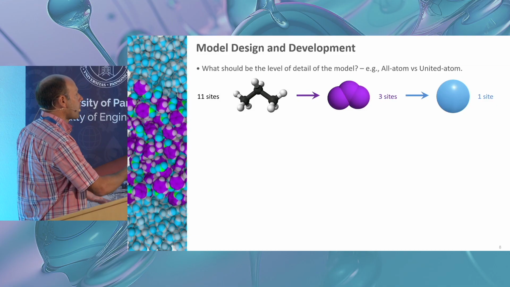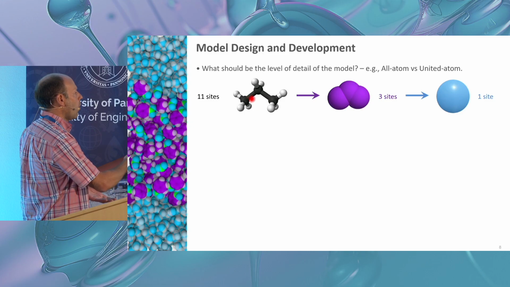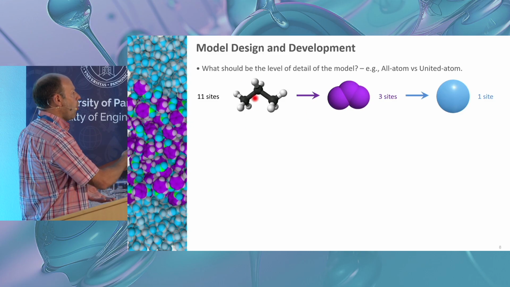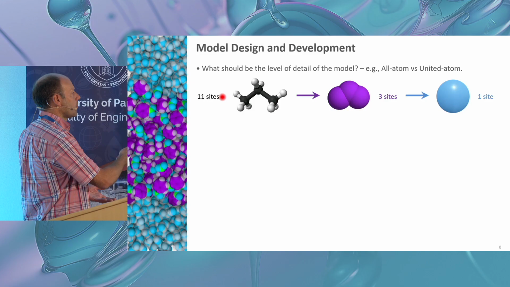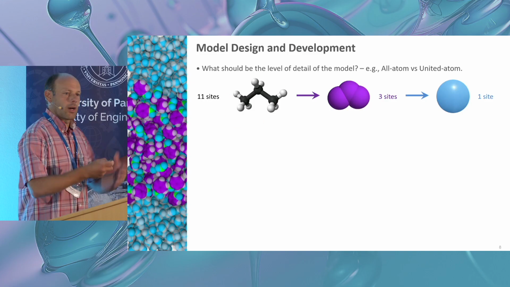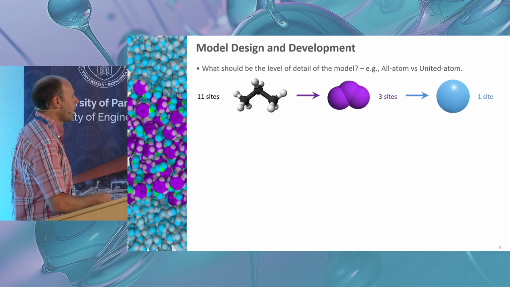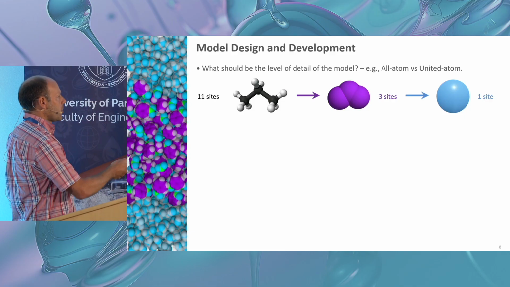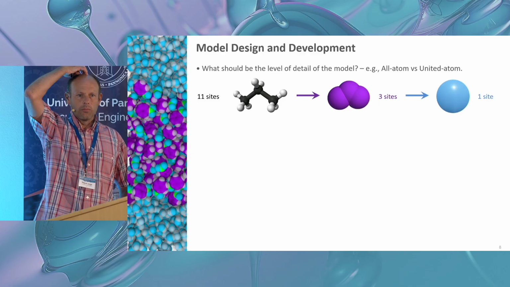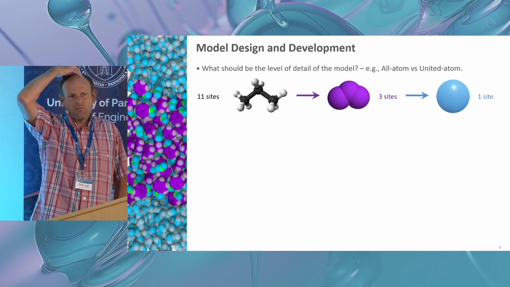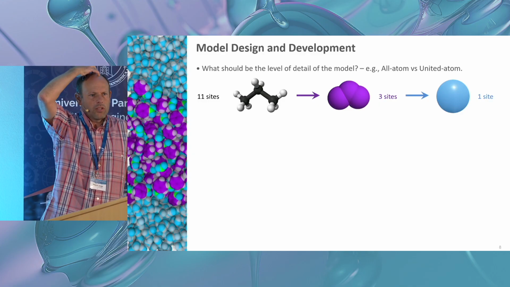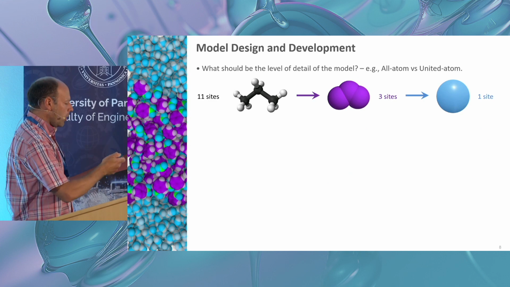And here are 3 options to represent propane. This propane molecule has 11 sites, all the carbon atoms and all the hydrogen atoms in your system, and they interact in what is called an all-atom model, fully atomistic. You can simplify that. You can say, well, these hydrogens aren't really doing much there. They're very close to the carbon. This is non-polar. Let's get rid of them. And we coarse grain. That's what we call coarse graining.